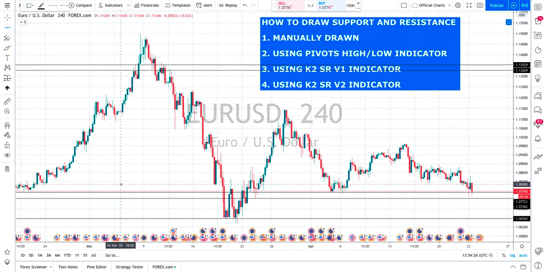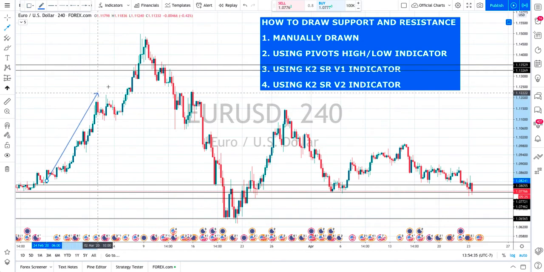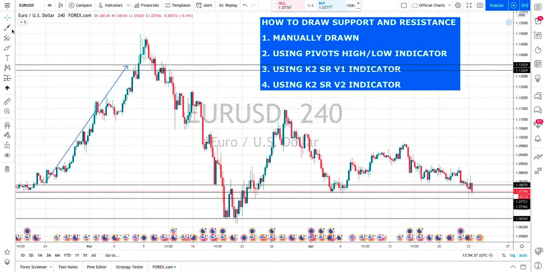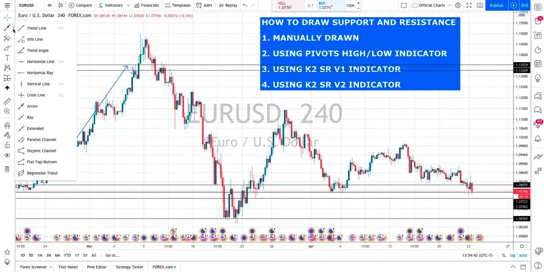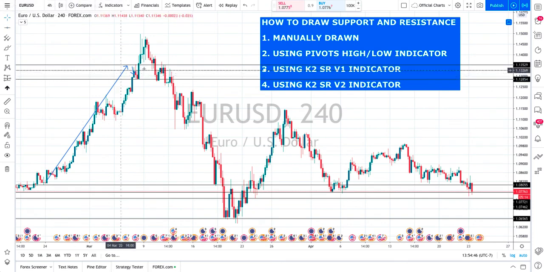And then these would just be good benchmark areas where price will probably reject from. So if I draw an arrow over here, you can see price came up, tested this resistance, came down, established a little support right here. And this is just for educational purposes. Personally, I think this isn't the most efficient way to draw support resistance. But if you guys want to learn how to do it by hand, that's basically how you would do it.